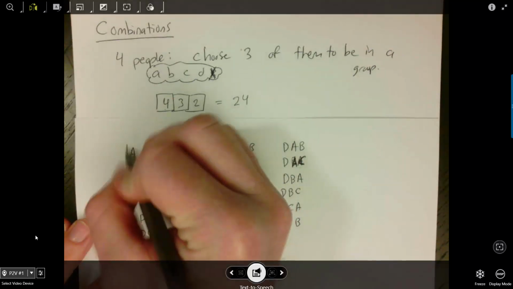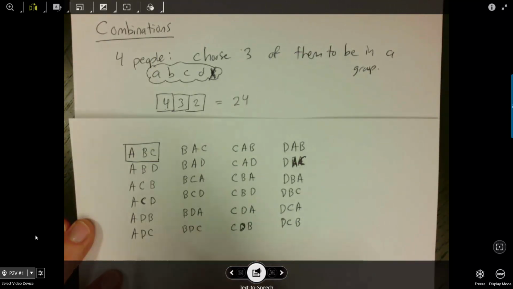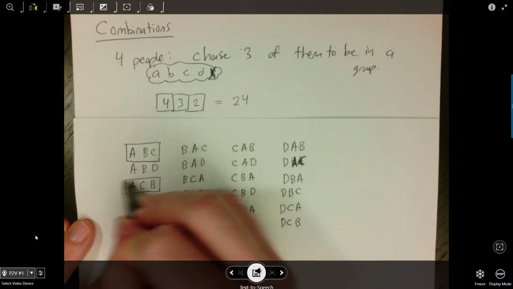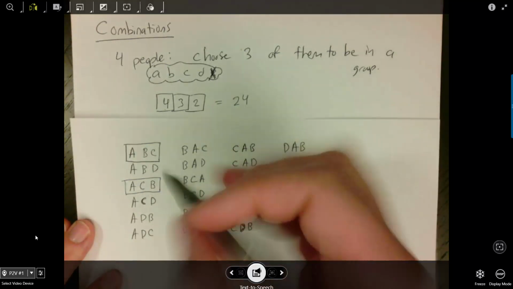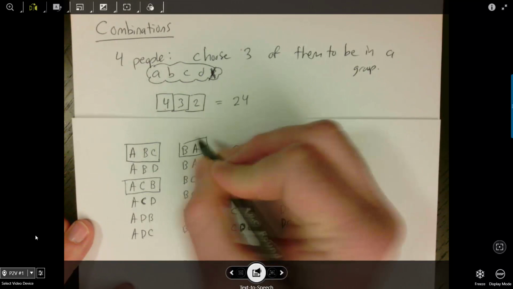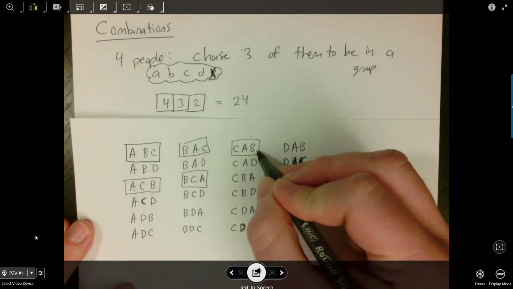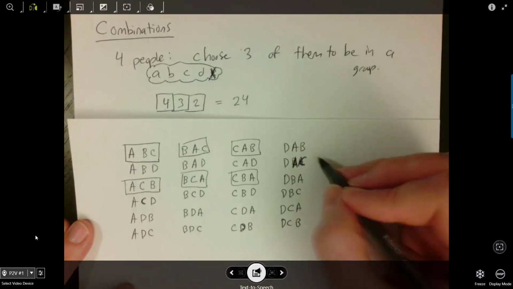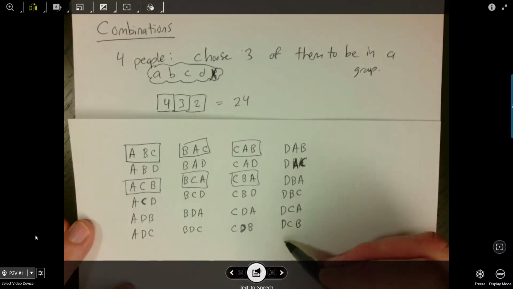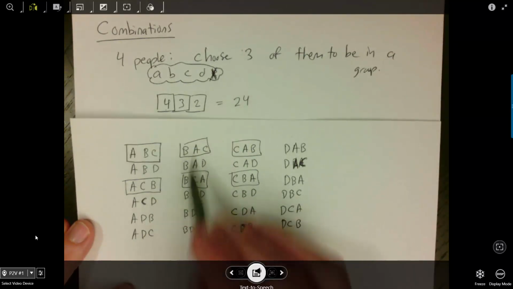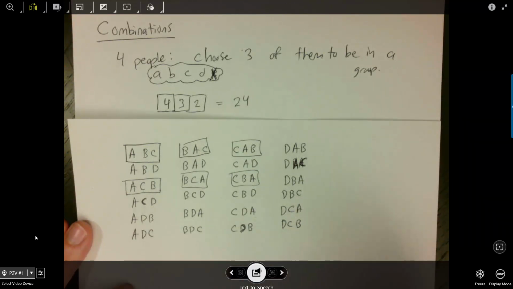So let's see how many repetitions I've got. So the group ABC, where else does it happen? The group ABC should be the same as the group ACB, because it's the same people. It should be the same as the group BAC, or BCA. It should be the same as the group CAB, or CBA. It should also be the same group, well, it's going to be none of those, because these all involve a person D. So it seems like there are 6 different ways of choosing those same 3 people.